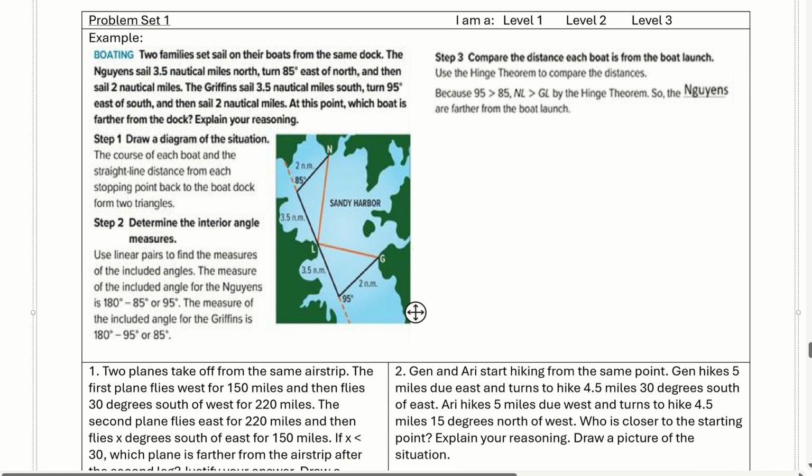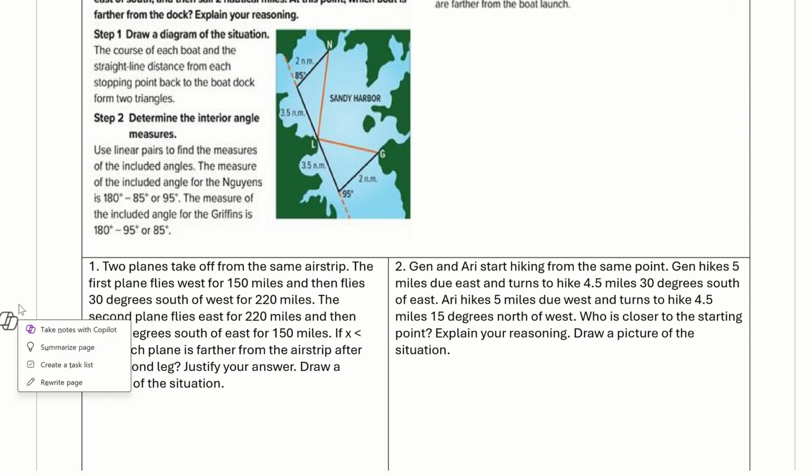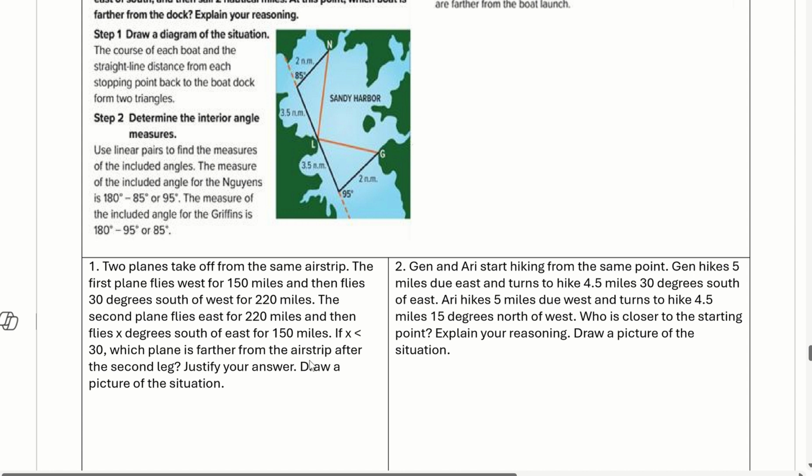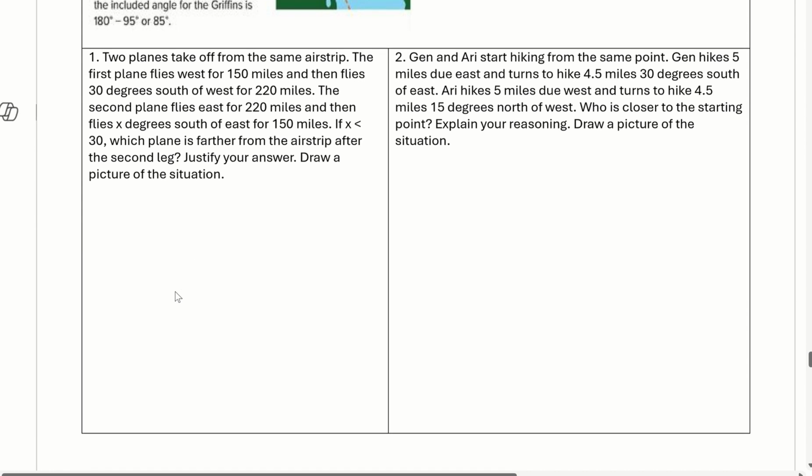If I look at the first question for problem set number 1, it says two planes take off from the same airstrip. The first plane flies west for 150 miles and then flies 30 degrees south of west for 220 miles. So let's do that one.